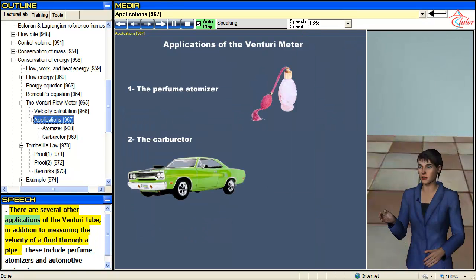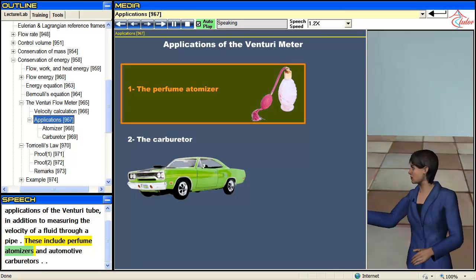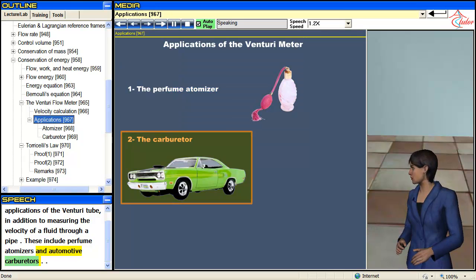There are several other applications of the Venturi tube, in addition to measuring the velocity of a fluid through a pipe. These include perfume atomizers and automotive carburetors.